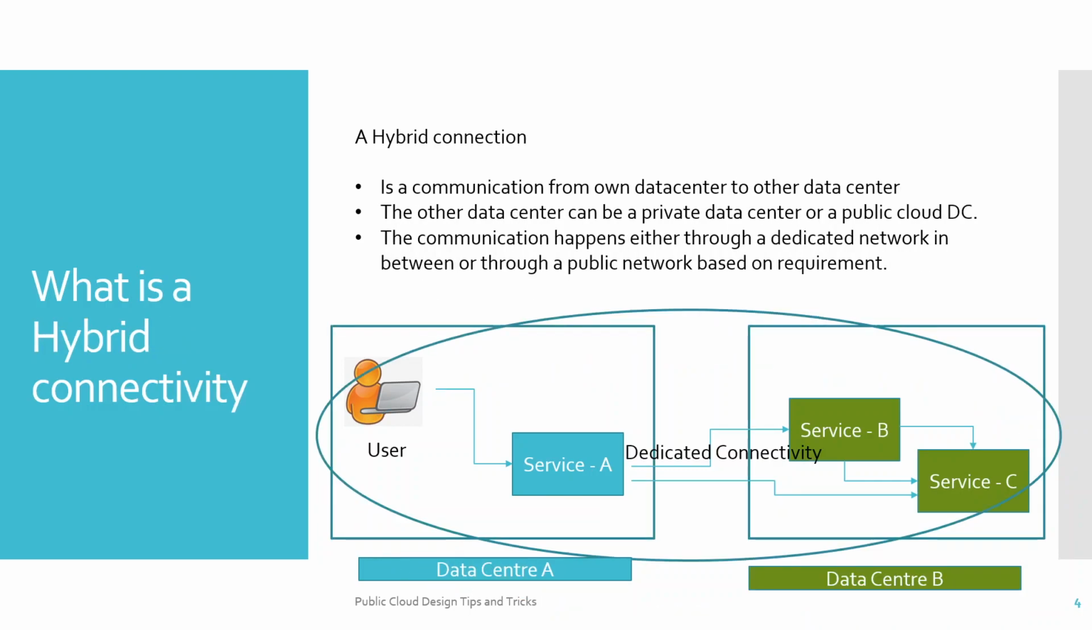Now, what is a hybrid connection? A hybrid connection is a communication from one data center to another data center. The other data center can be either a private data center or a public cloud data center. Now, the communication always happens using a dedicated network connectivity from one data center to the other data center. Sometimes it may also require that one data center connects to a different data center using a public internet route in a few cases.